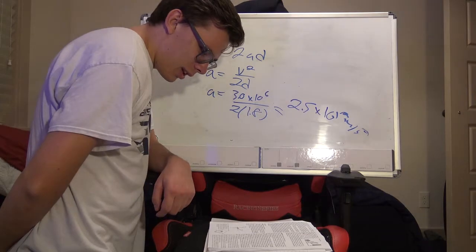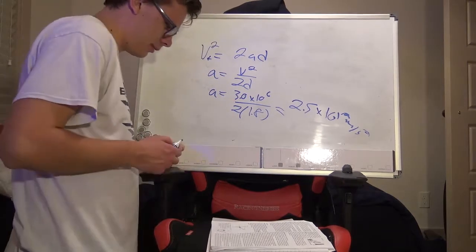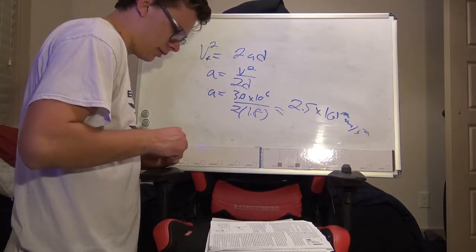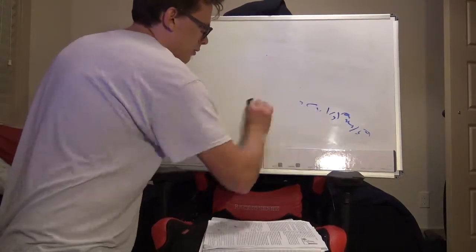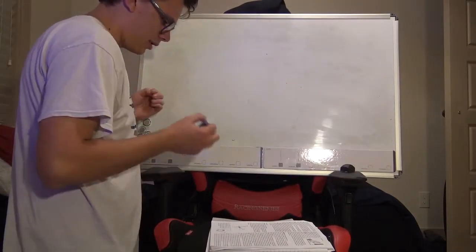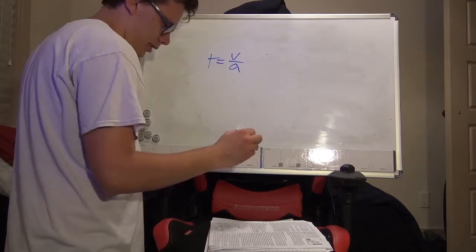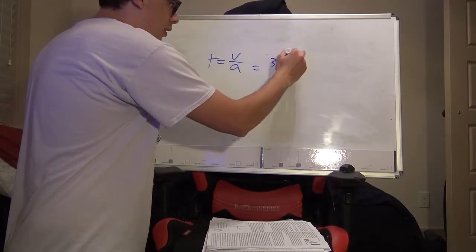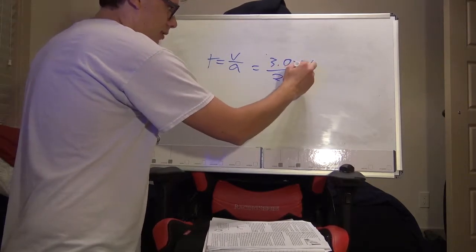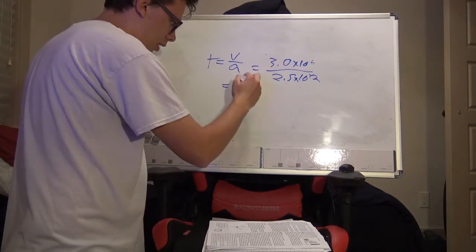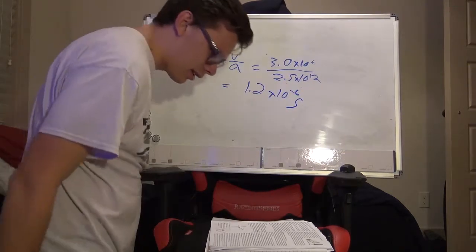So part B, the time to reach the grid. For that, we could just use time equals velocity over acceleration. So you just plug that in. Times 2.5 times 10 to the 12, you'll get 1.2 times 10 to the negative 6 seconds.